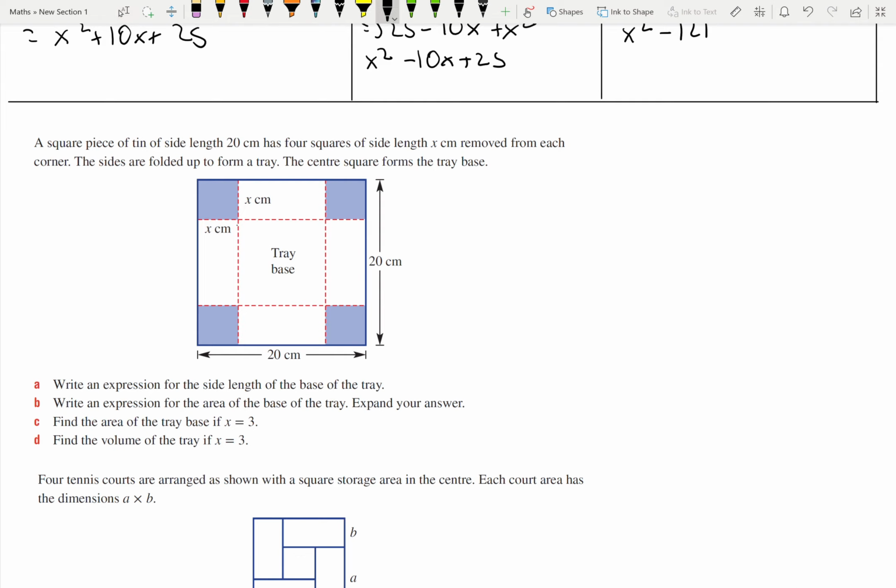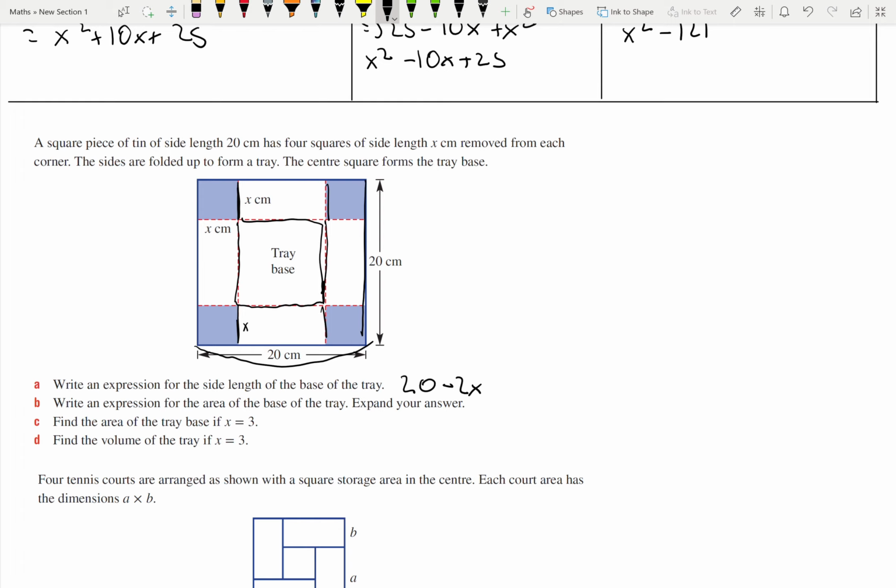So the base of the tray is just this little square here, and this is just x. These are both x, and the entire thing is 20. Now, since the tray base is essentially the length of this minus this and this, we can say that it equals 20 minus 2x, because that is the side length being taken away from each side. So the side length would be 20 minus 2x.